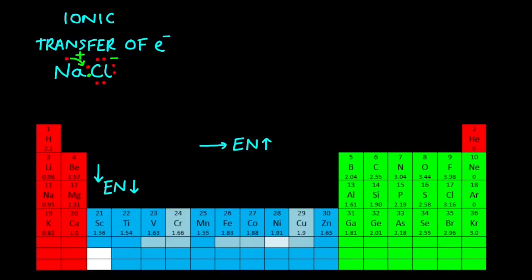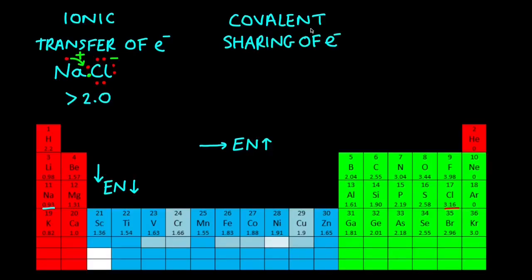So the difference in electronegativity of these elements is greater than 2. And ionic bonds involve a metal and a non-metal. Now covalent bonds, on the other hand, involve sharing of electrons. And these can be polar.